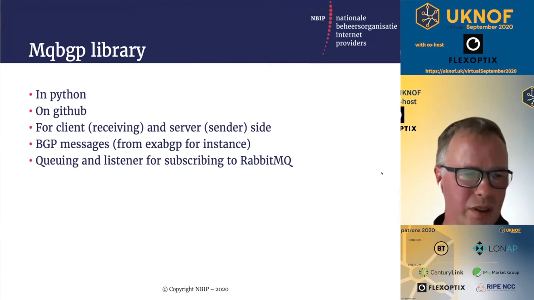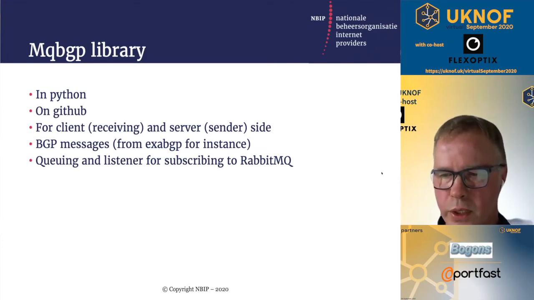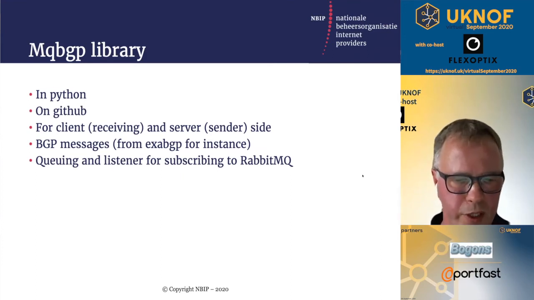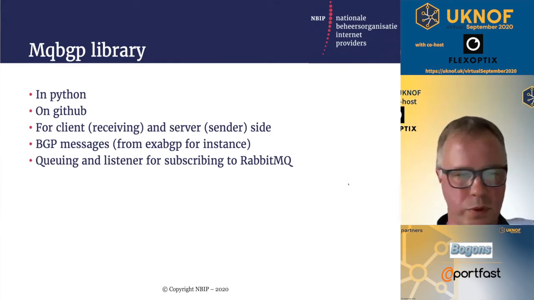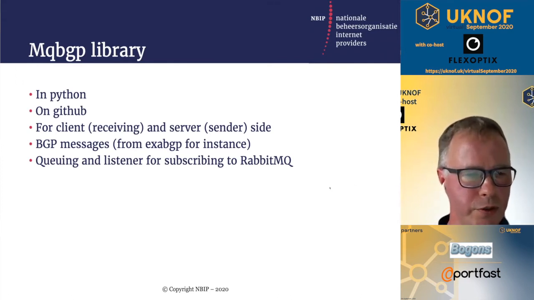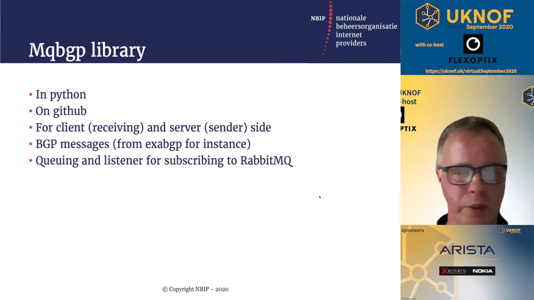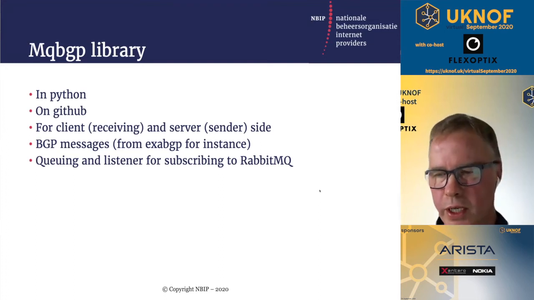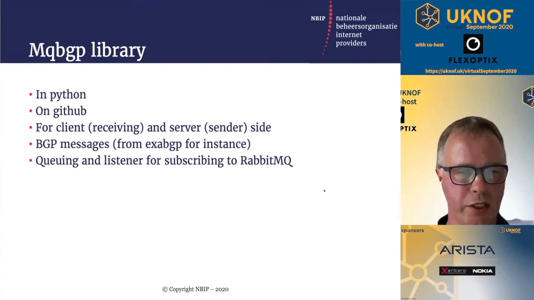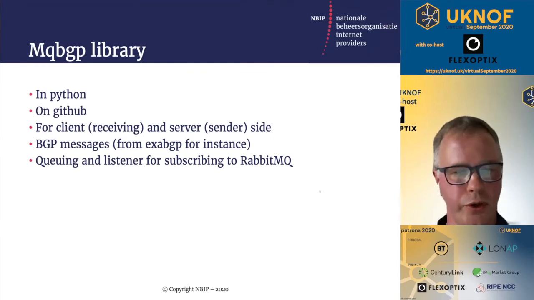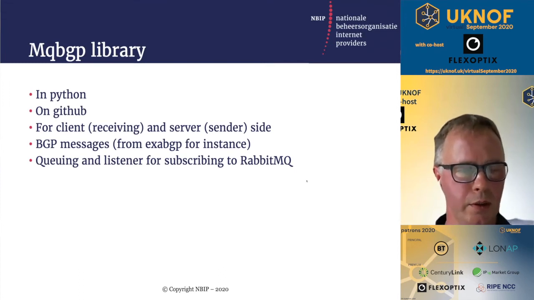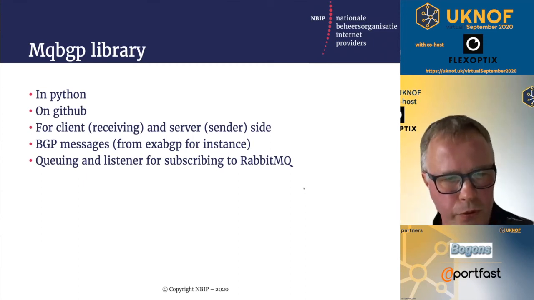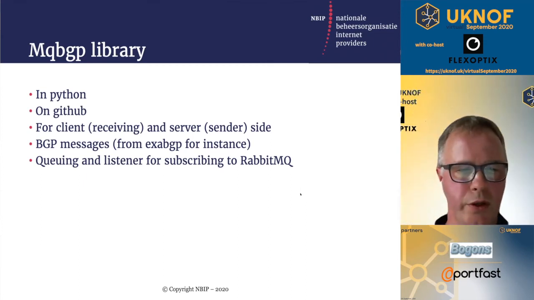Well, actually, client to server is not really true. Any system can take a role. So it's about receiving and sending messages. Because of the open infrastructure, you can use all kinds of BGP daemons. I use ExaBGP, but you can also use other daemons that can interact with this Python library. And I showed examples of clients that can use these messages.